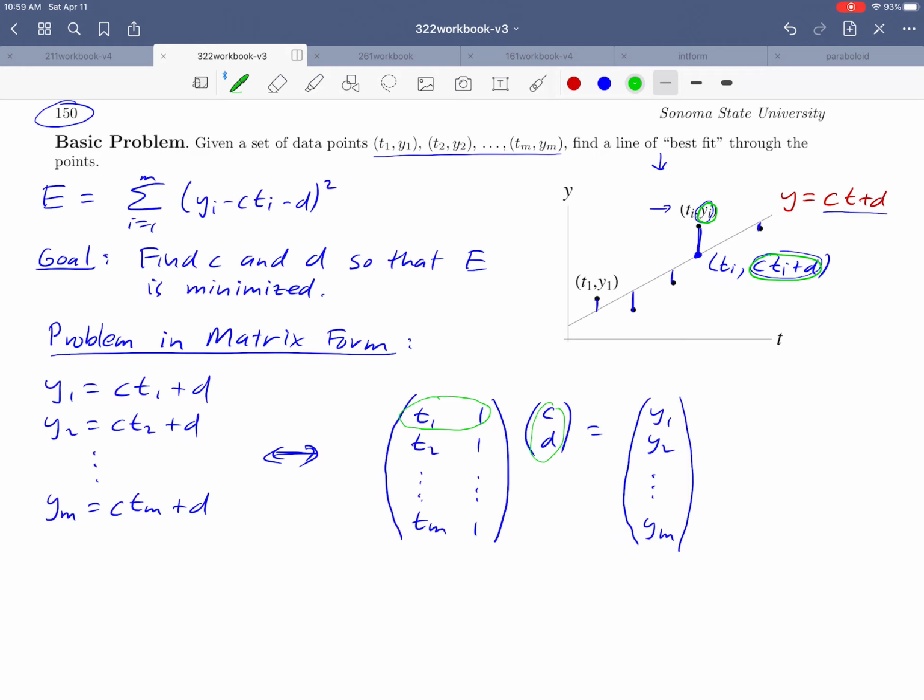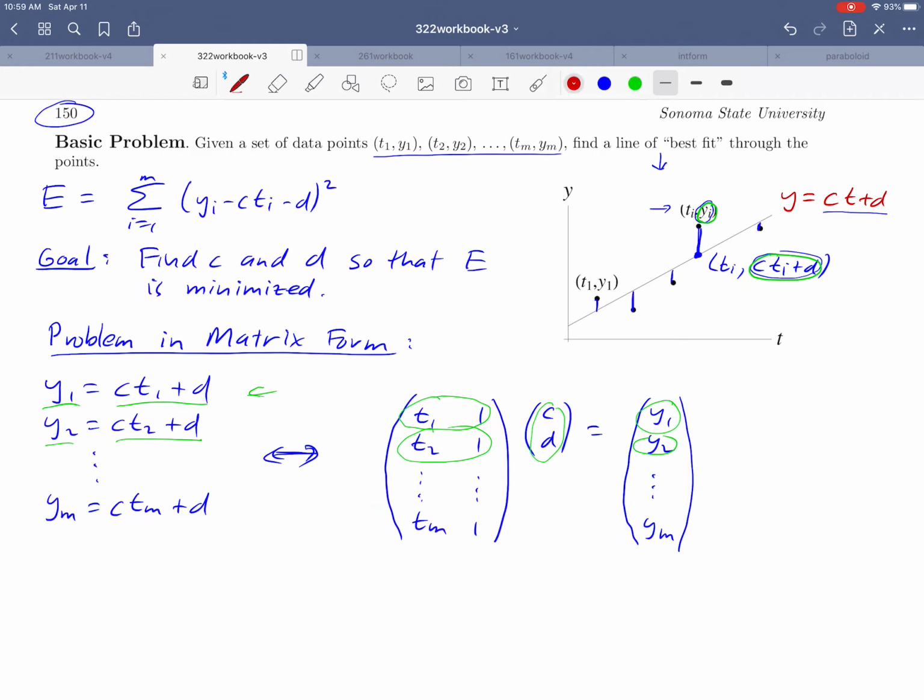c t1 plus d, that's what's sitting over here. And over on the right-hand side, we'd get y1, that's what's sitting over there. Okay, so c t1 plus d equals y1. That confirms the first equation. Then we'd move on. If you take t2 times (c, d), you get c t2 plus d, that's what we've got over here, equals y2, that's what we've got there. And you can confirm that if you go down the line, you're going to get exactly the same system of equations, so these really are equivalent.